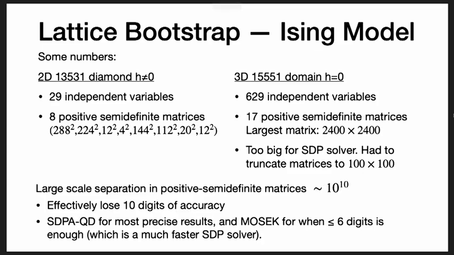Let me also mention that the problem seems to be that there was a large scale separation in the entries of these matrices. The smallest and the largest entry were on the order of 10 to the 10, so effectively we lost 10 digits of accuracy. If we really wanted a precise result, we had to use SDPA quadruple double, which has more digits of precision. When we didn't need that, we could use MOSEK, which is much faster. I'm showing this in case somebody has words of advice on how to tackle such problems. But okay, let me just, in the last minutes, come to the results.